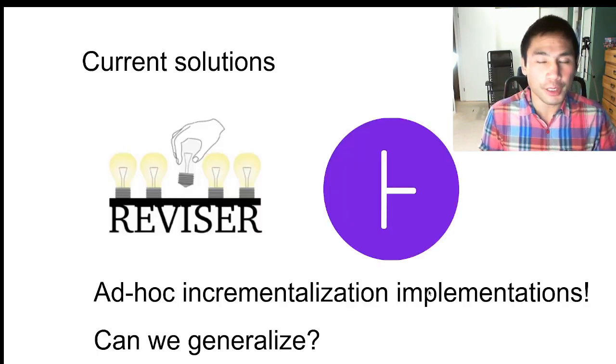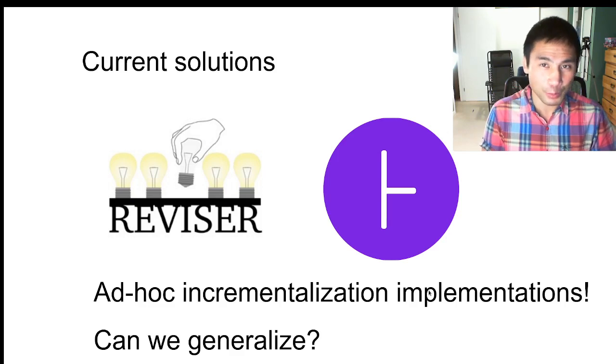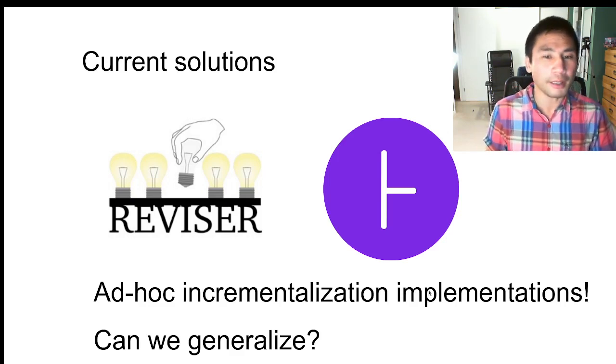The current solutions for incremental analyses are ad hoc. And so there's Revisor and there's Facebook Infer. And they work quite well, but they involve a bunch of manual effort to make the analysis work well incrementally. And so the question that these authors ask is, can we do better? Can we generalize this? Can we have an analysis and automatically get an incremental version out of this analysis without having to do a bunch of extra work? That would be great.